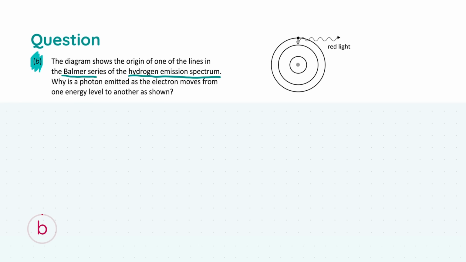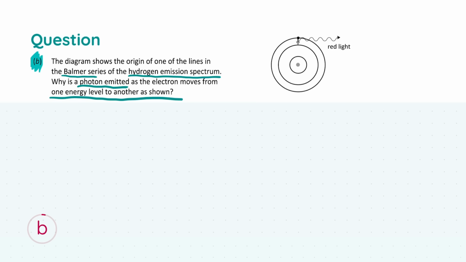So in this case, what we're told is there's red light. In this instance, it's one of the lines on the Balmer series of the hydrogen emission spectrum. And we're asked a question relating to photons: why is a photon emitted as the electron moves from one energy level to another? This is shown in the diagram we have here on the right.